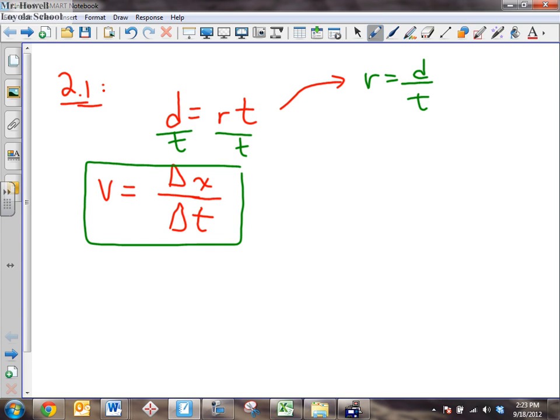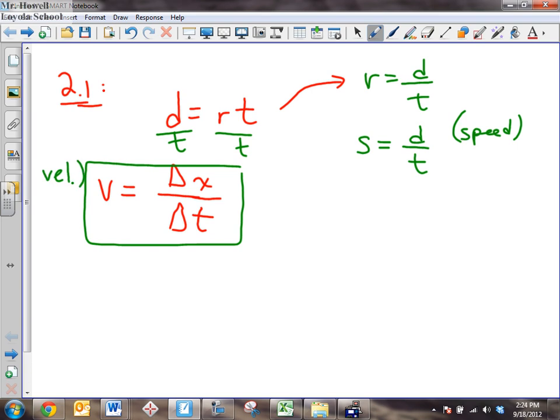Delta t is still time, except we use a delta symbol, because now we're in physics, and we know that means tf minus ti. Okay? And v now stands for velocity, as opposed to r, which we call rate. But really what this r is really s, which really stands for speed. Okay, and then this is velocity.